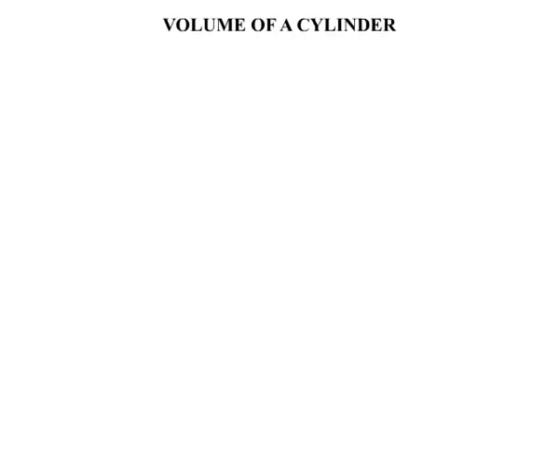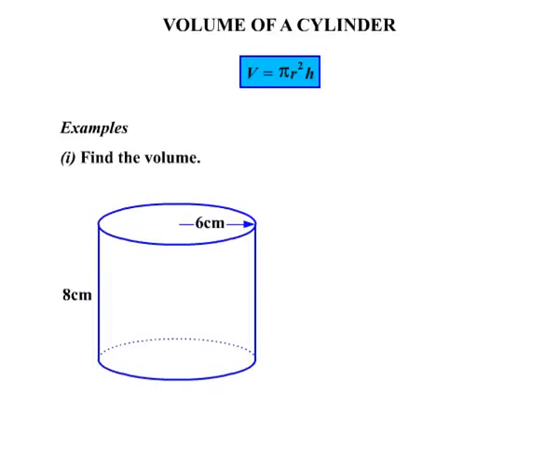Now in this lesson we look at the volume of a cylinder. Now the formula: V equals pi r squared h. Okay, that's the volume of a cylinder, and you'll need to commit that to memory. Examples. The first one, we need to find the volume of this cylinder.